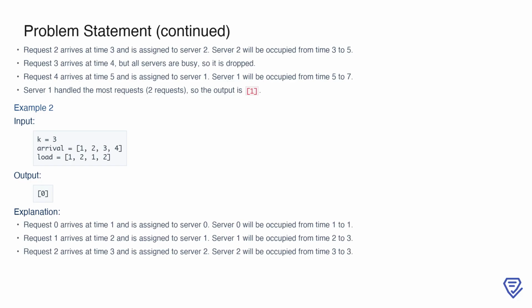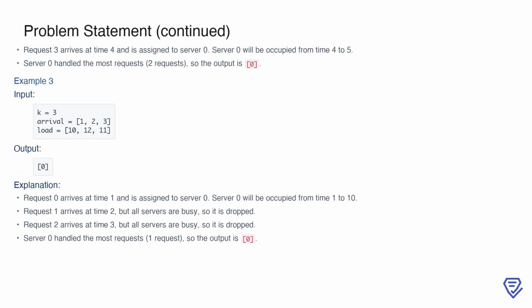Now consider another example, where K equals 3, arrival equals [1, 2, 3, 4], and load equals [1, 2, 1, 2]. This time, server 0 processes the first request, server 1 processes the second, and server 2 processes the third. The fourth request is assigned back to server 0, which processes it from time 4 to 5. In this case, server 0 ends up handling the most requests, with a total of 2, so the output is 0.